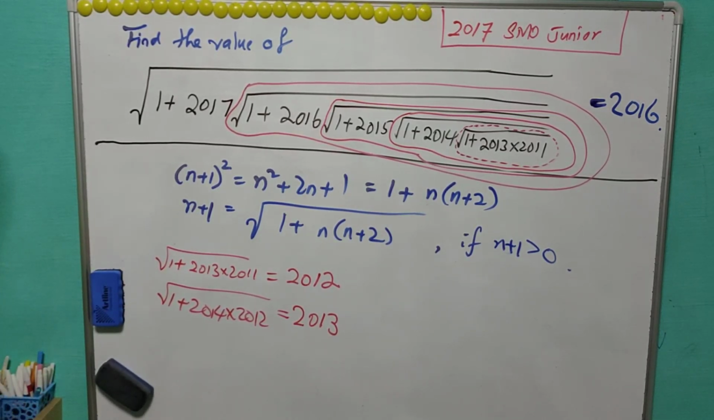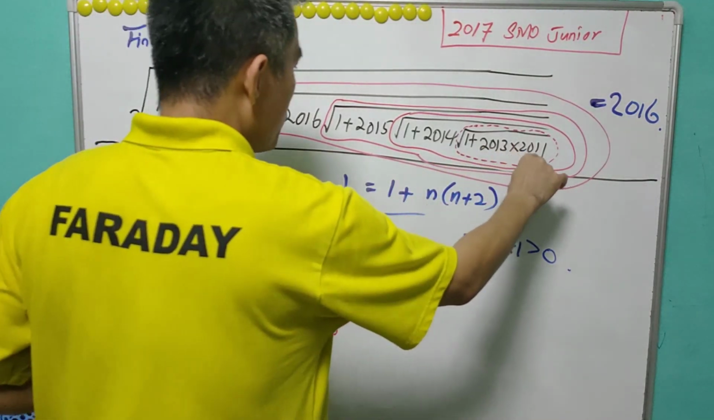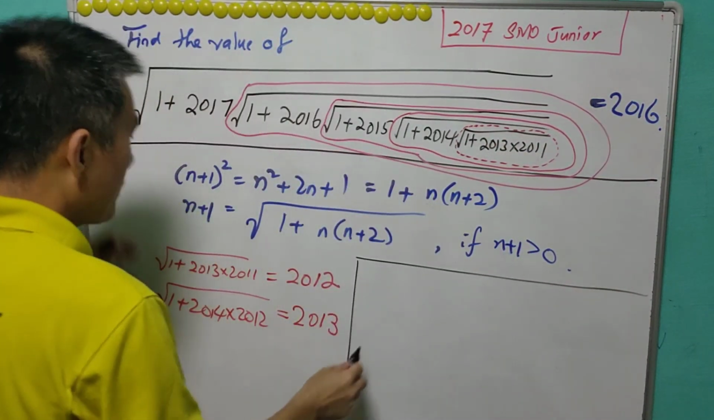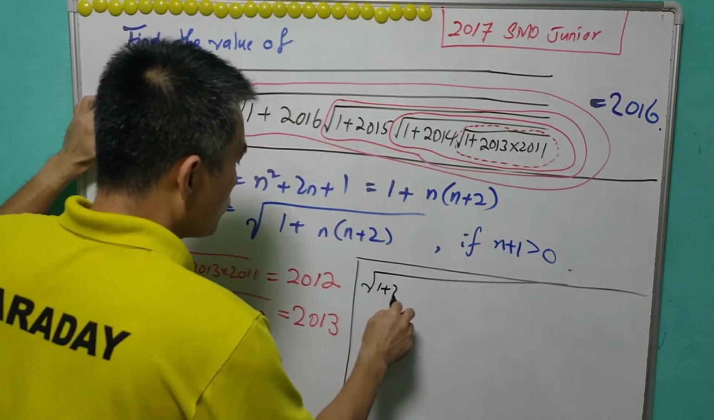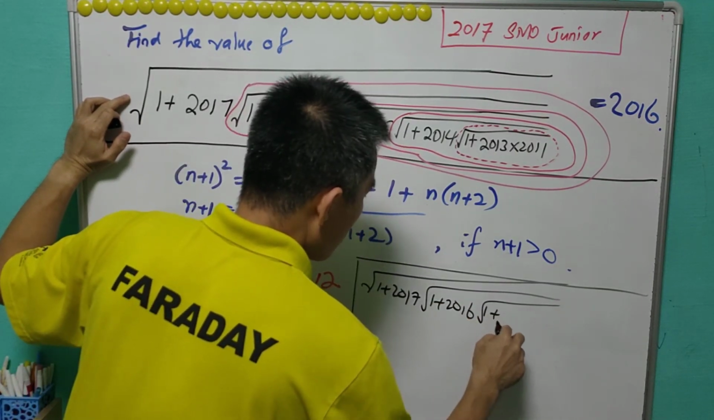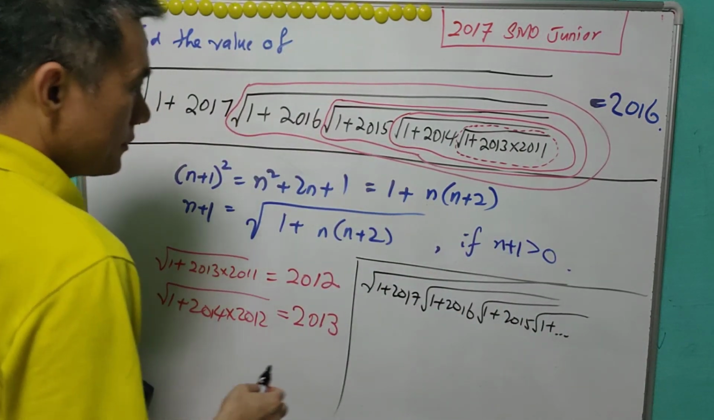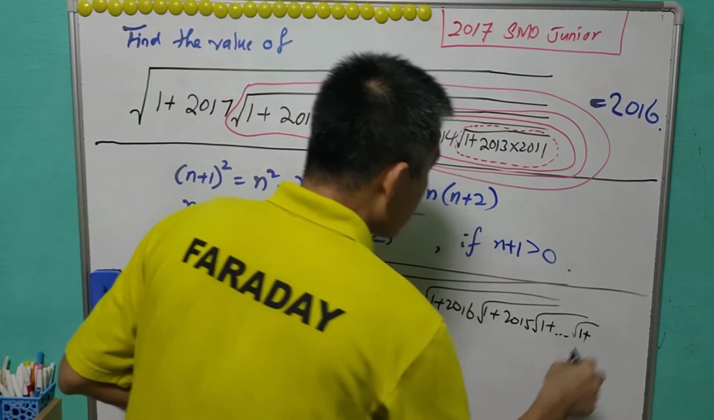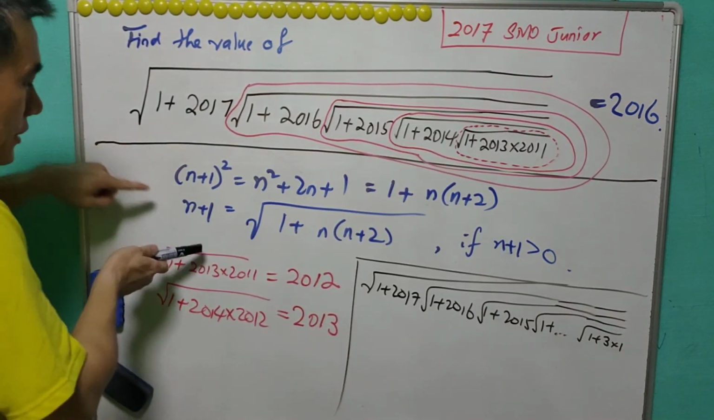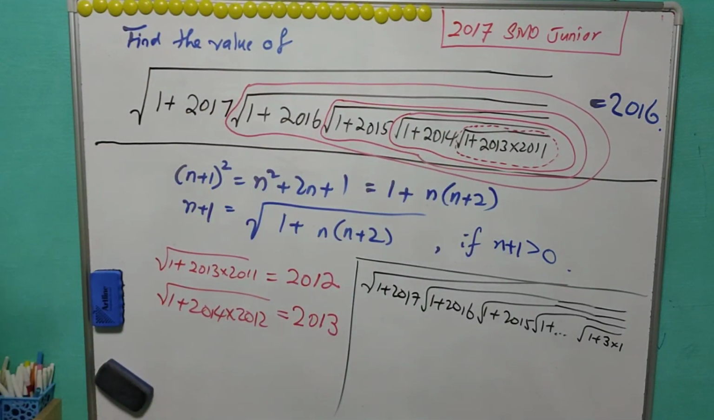Now, I'll extend this question a little bit, and we do not stop at 2011. We'll keep moving. Let's say this is the square root of 1 plus 2017, square root of 1 plus 2016, square root of 1 plus 2015, and so on and so forth until the square root of 1 plus 3 times 1. If we keep using this formula, we'll see that this exactly will have the same answer of 2016.